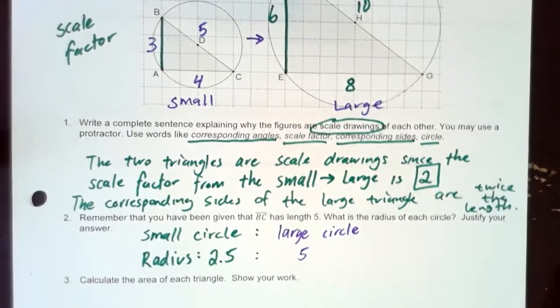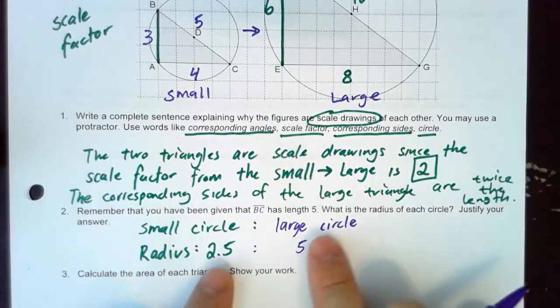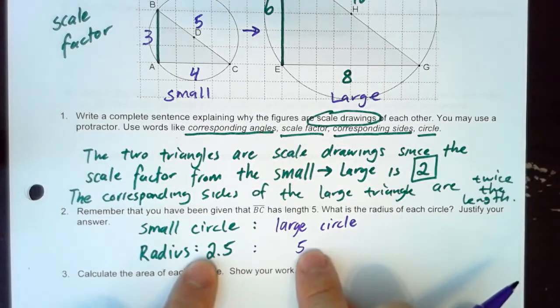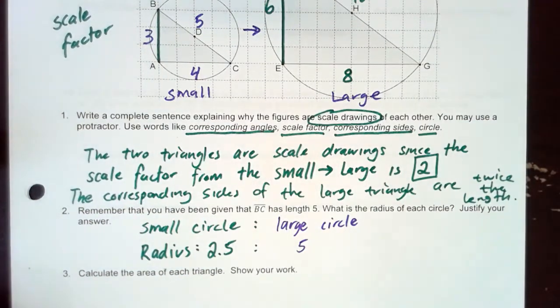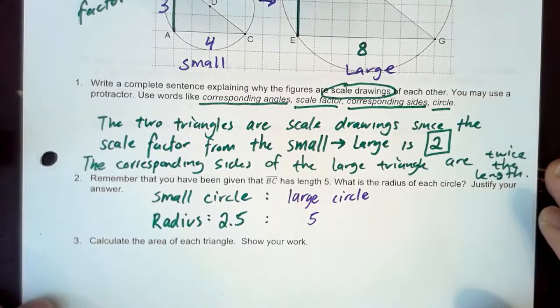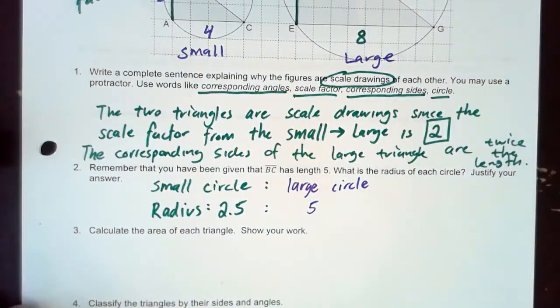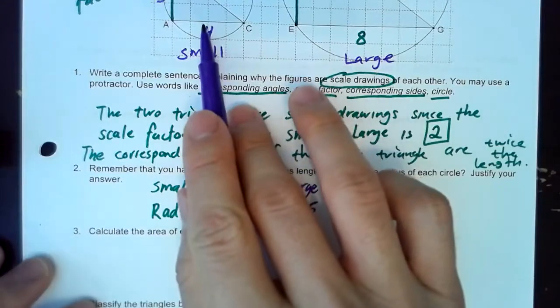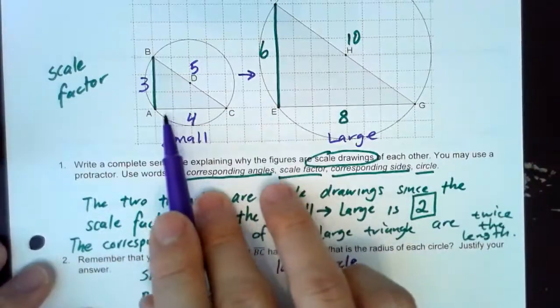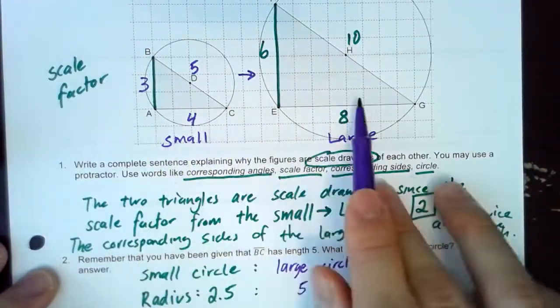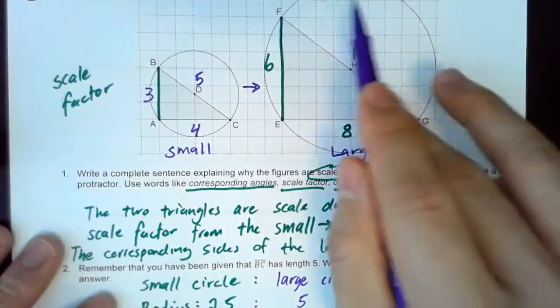Now, is it a coincidence, class, that the radius for the large circle is twice as large as the radius for the small circle? I hope you guys are all shaking your head and saying no. It is not a coincidence that the large circle's radius is twice as large. Okay? But now we're getting into something a little bit more complicated. If you multiply the dimensions of the small triangle by 2, do you think that the area is going to be 2 times larger?